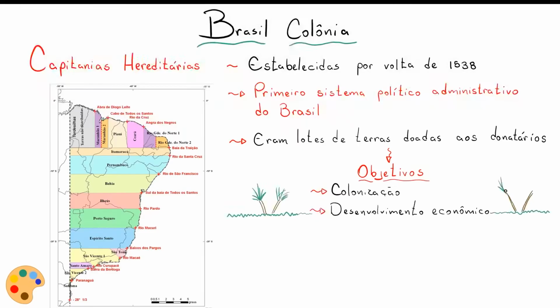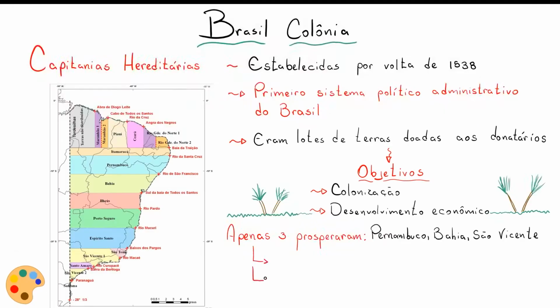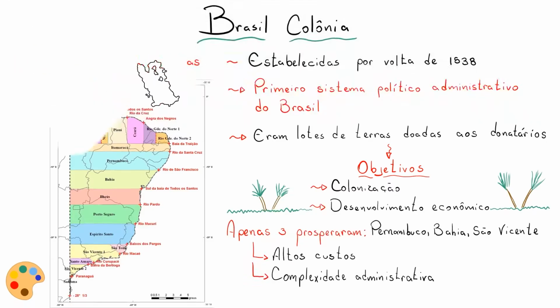However, in practice, this system did not prove to be as effective as intended. In fact, only 3 captaincies actually succeeded, right? They were Pernambuco, Bahia, and São Vicente. And the reasons why the others did not prosper basically involved the costs and the administrative complexity of these lands.